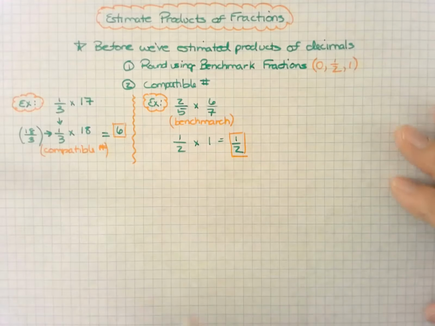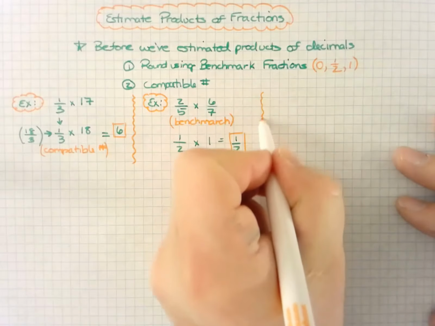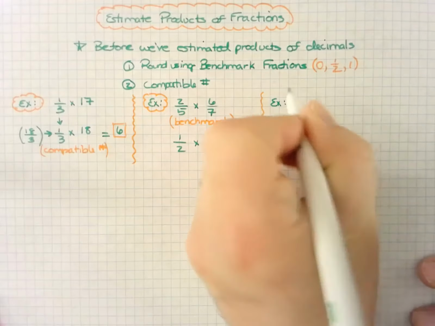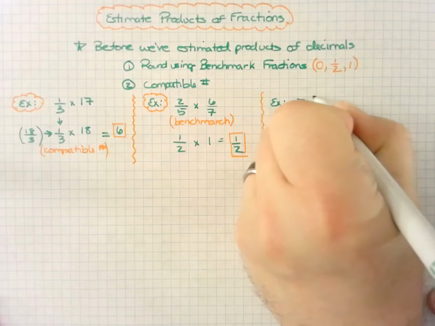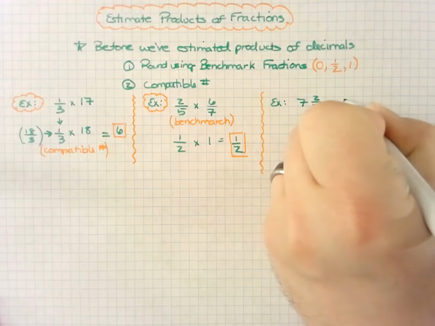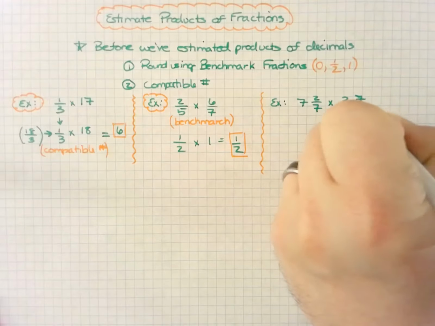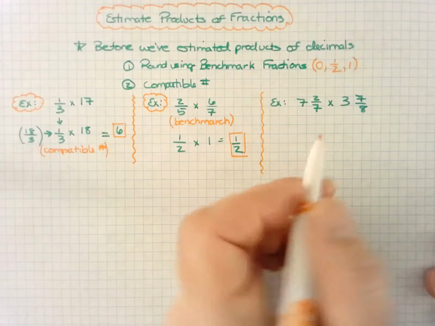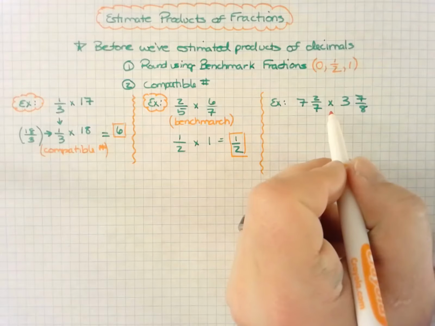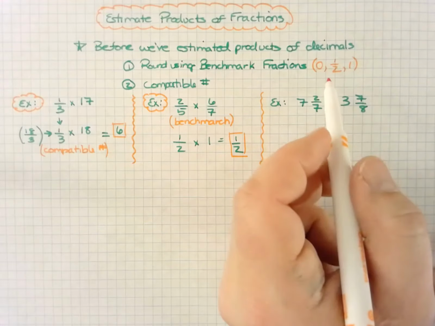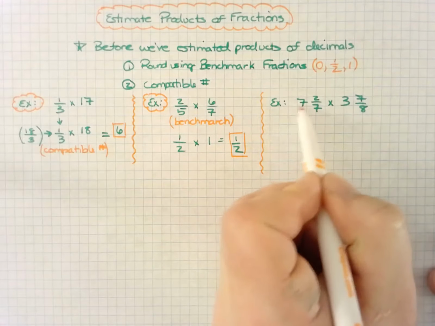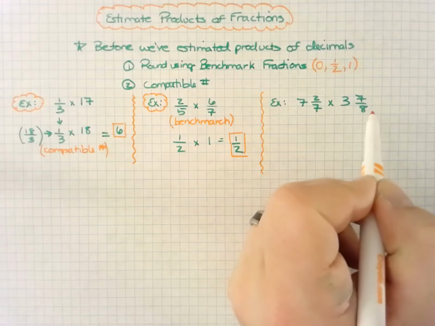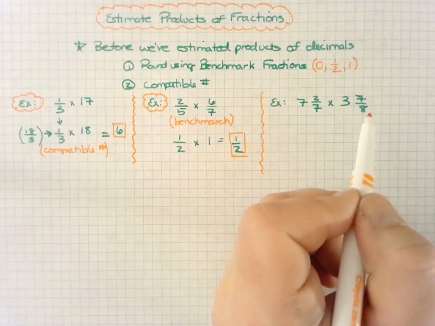And finally, let's look at one more. Say I have 7 2/7 times 3 7/8. So in this case, it seems silly to use benchmark fractions because we have some whole numbers that we can address. So I might just go ahead and round these maybe to a benchmark or to the nearest whole number.